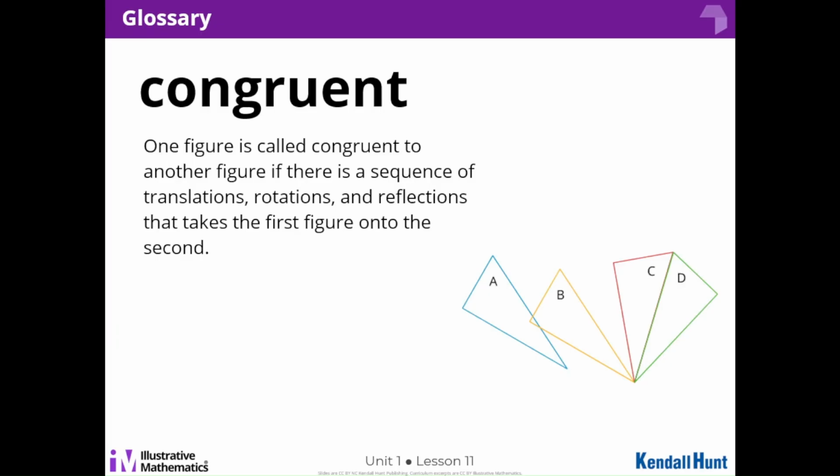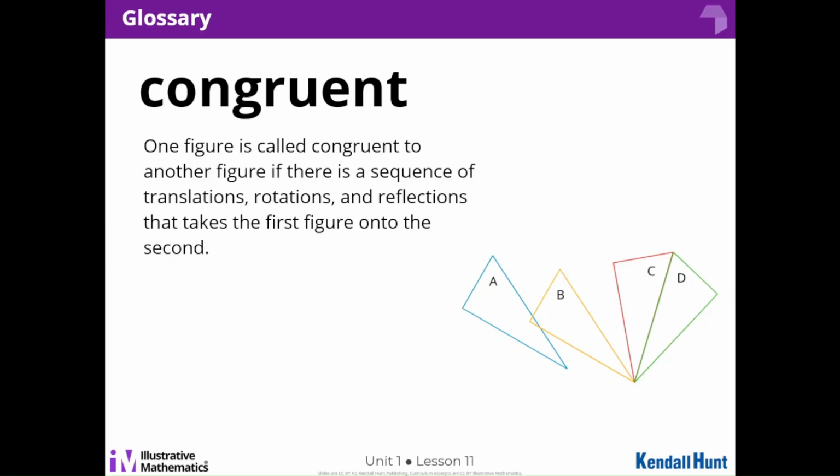Next, we have congruent. One figure is called congruent to another figure if there is a sequence of translations, rotations, and reflections that take the first figure onto the second. So we can take the first shape, and if you notice here on the right, to go from A to B, we translated it down and to the right. To go from B to C, we then rotated it clockwise. And then to go from C to D, we reflected it across that center line between the two.